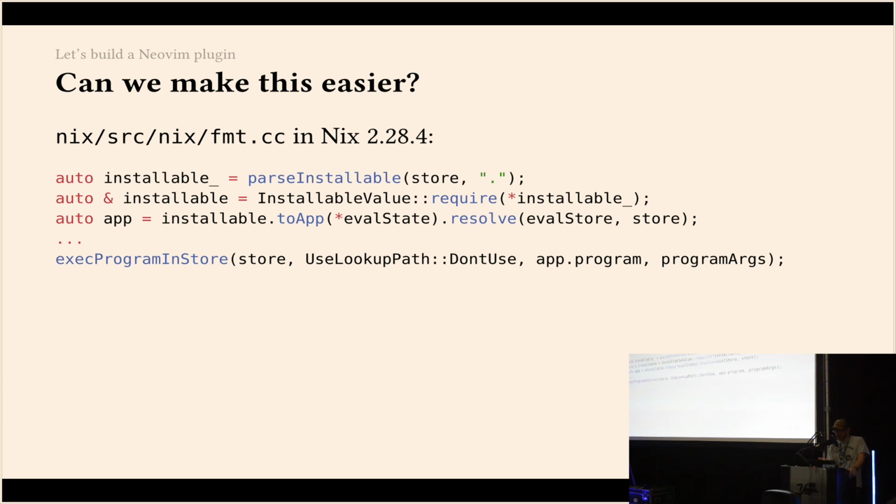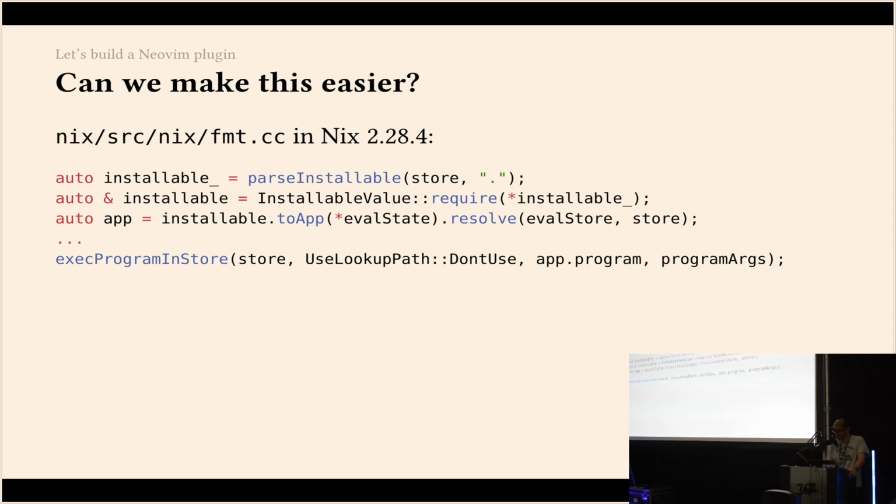I don't totally understand everything here. I don't know what an installable is. I kind of had heard the word app before in the context of flakes. But here, oh okay, yeah, we're execing something. And oh, app.program, that's the thing I need. How can I get my hands on that?